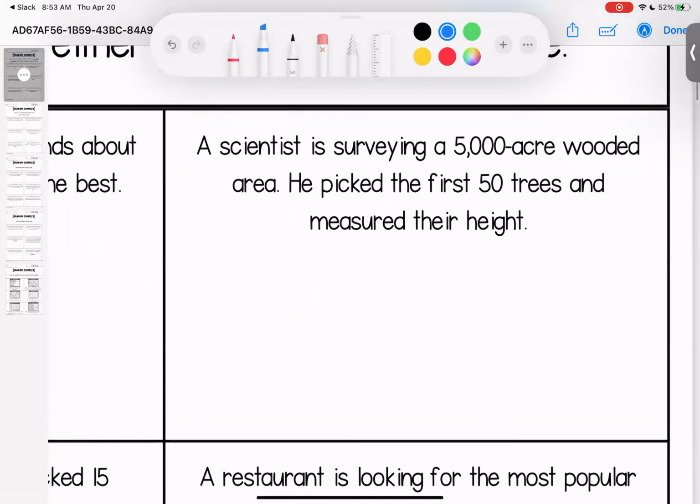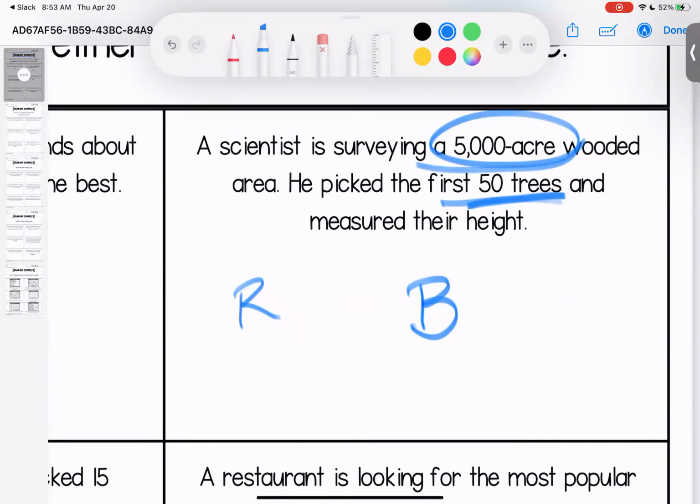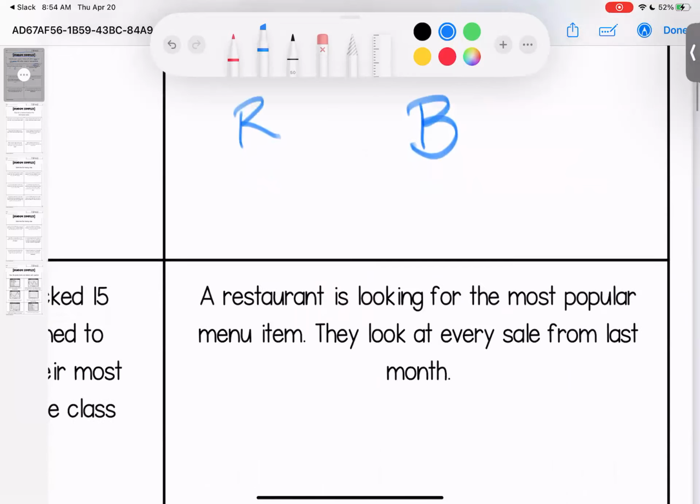A scientist is surveying a 5,000 acre wooded area. He picked the first 50 trees and measured their height. This is random, right? He just picked the first 50 trees. He's not seeking out a certain period, but this is going to be biased. And it's going to be biased because he just picked the first 50 trees. There's 5,000 acres in the wood. If he wanted to have a more representative example, he needs to space out the trees that he is picking and not just pick from one portion of the wooded area.